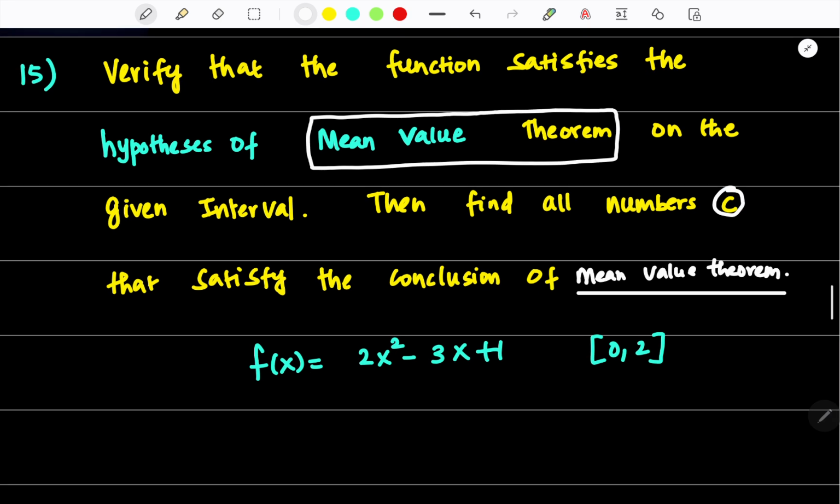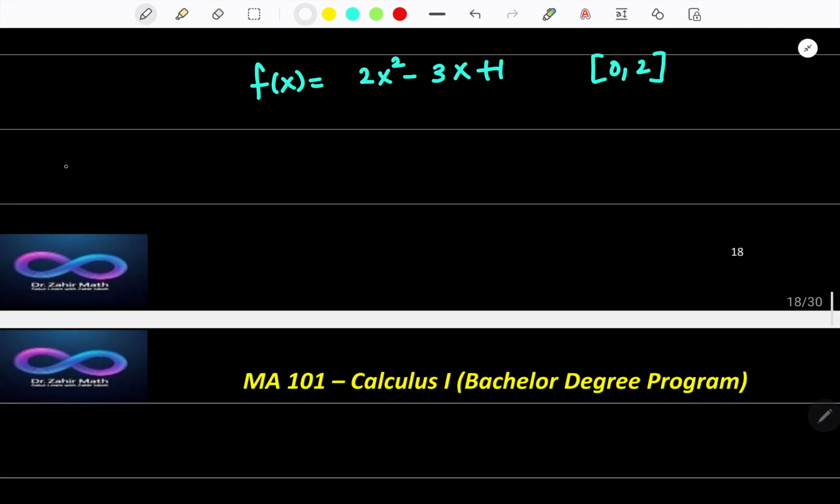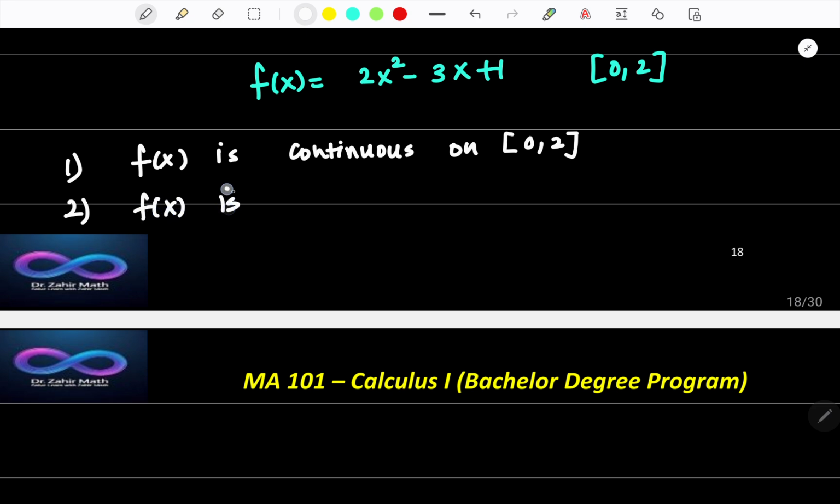Right, let me go to the question. I wanted to check whether the question is correct or not. Okay, it is correct. 2x square minus 3x plus 1, on 0, 2. Right. So the first point you're going to write, for all the questions: f of x is continuous on the closed interval 0, 2. Then the next is f of x is differentiable, right? No need to check, just write the line, the English words, on the open interval 0, 2.